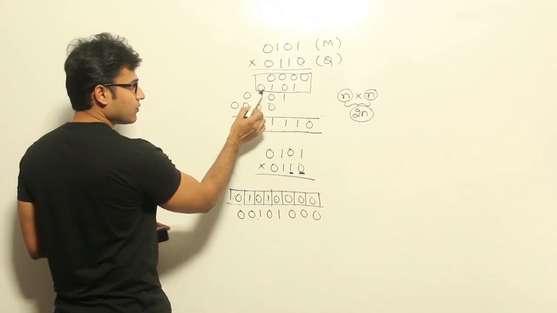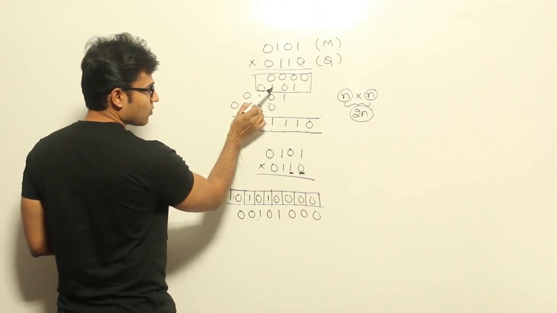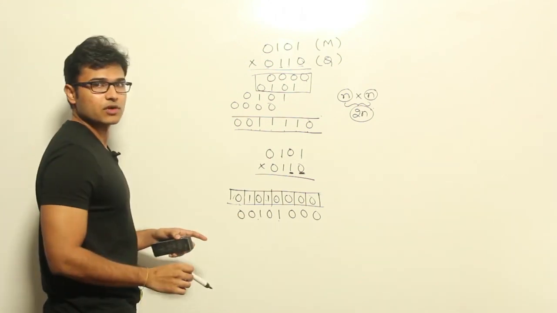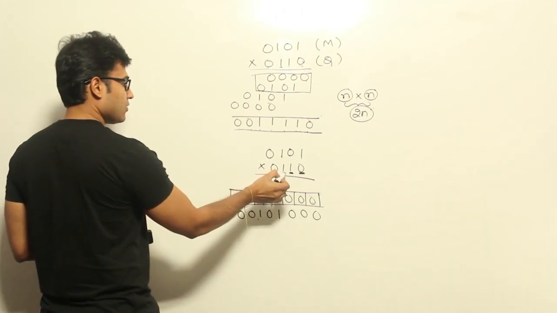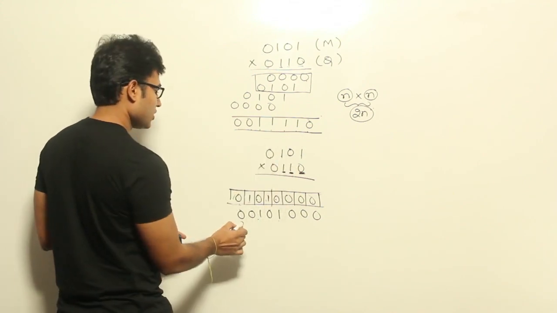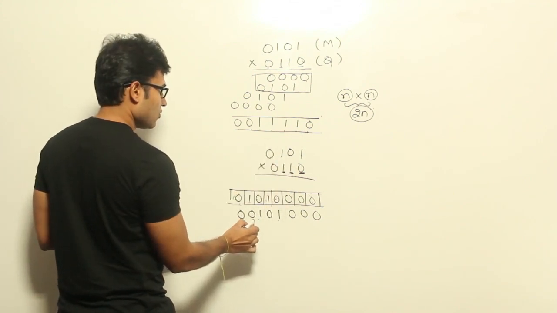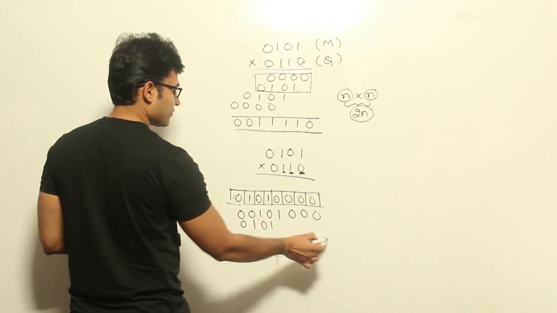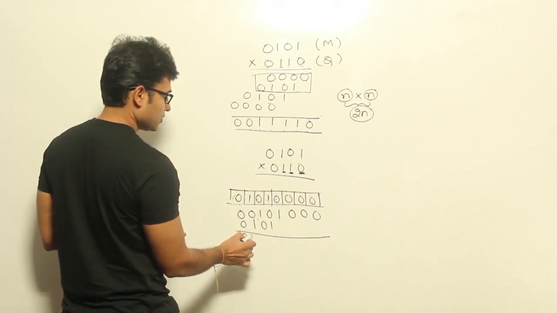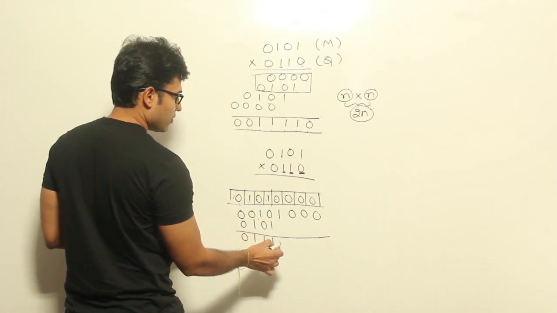Right? So if you add these two, it is going to be 0 1 0 1, right? So 0 1 0 1, got it? And again, if I multiply this one with this one, what are we going to get? 0 1 0 1, right? Again you add it and shift it, so what do I get? 0 1 1 1 1.